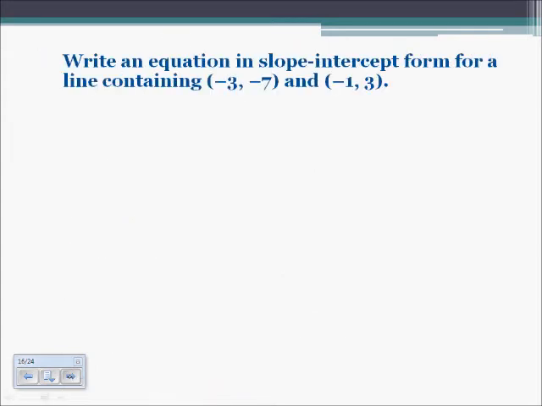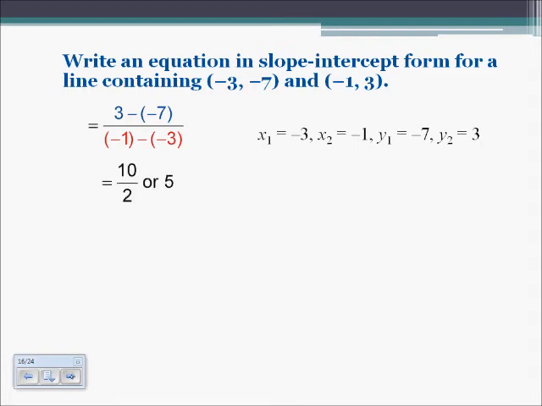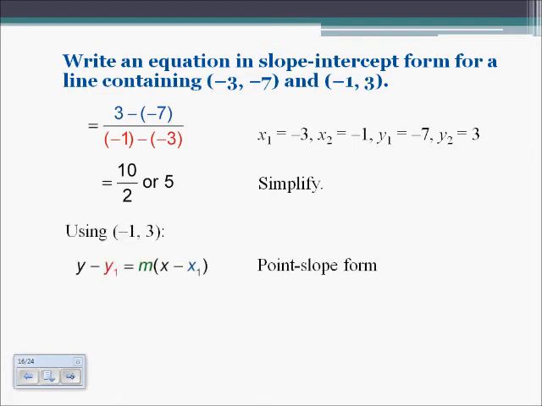Next one says, write an equation in slope-intercept form for a line containing (-3, -7) and (-1, 3). Again, same way, find the slope first. The slope is the important part. Simplifying, our slope is 5. Again, we have to choose solving for b or point-slope.